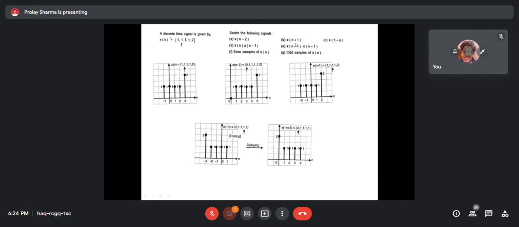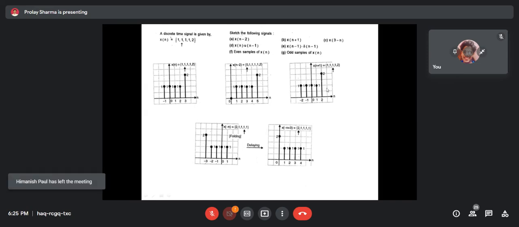Next, x(n plus 1), we have also studied this. This is called advance. The signal was starting from n equal to minus 1, now it is starting ahead of that, 1 unit ahead. It starts from minus 2.